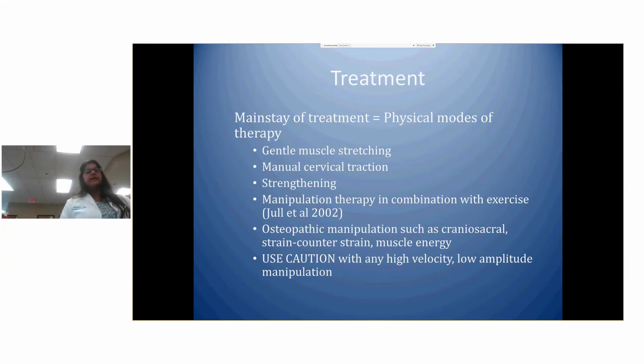Okay, moving on to treatment. So the mainstay of treatment, and all my reading on this topic includes the physical modes of therapy. So gentle stretching, manual traction, manual manipulation, strengthening, manipulation therapy in combination with exercise, osteopathic manipulation, using craniosacral, strain counterstrain, and muscle energy. All of these are really the mainstays of treatment. Of course, caution needs to be used with any high velocity, low amplitude manipulation, which can lead to arterial disorders, including dissection, stroke.